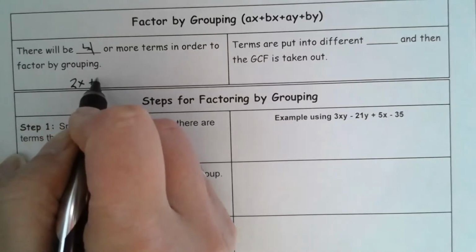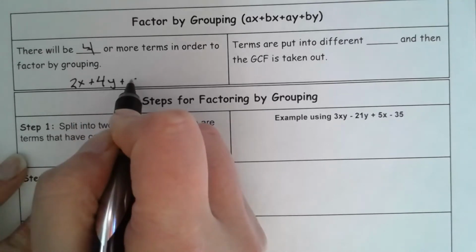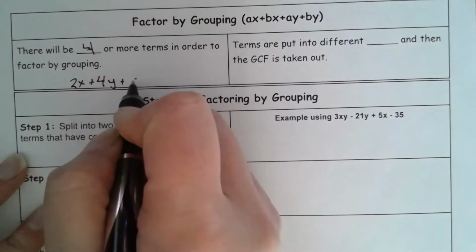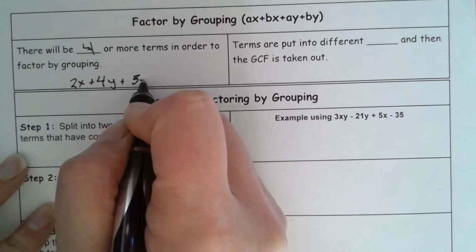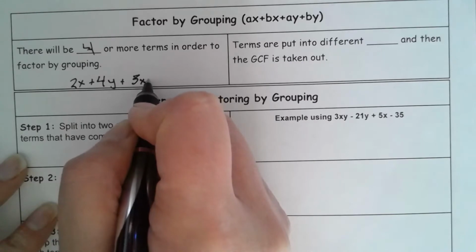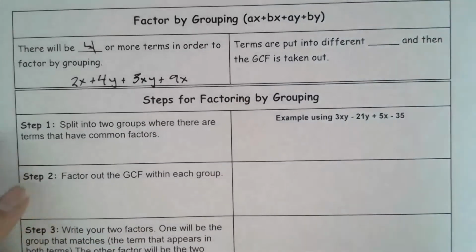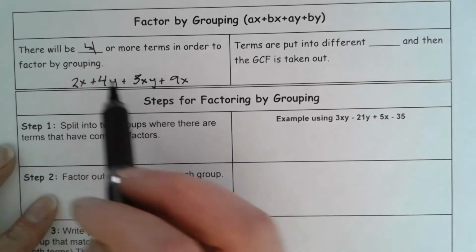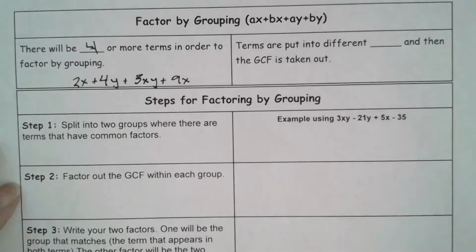2x plus 4y plus 3xy plus 9x. Okay, something like that. That's not a good example, but it'll have 1, 2, 3, 4 terms or more. Okay, terms are going to be put into different groups.